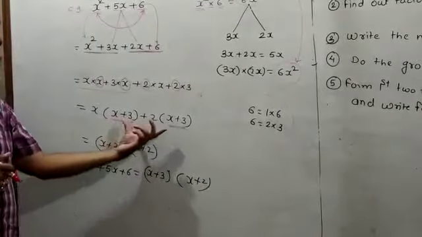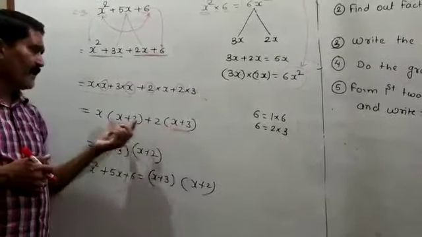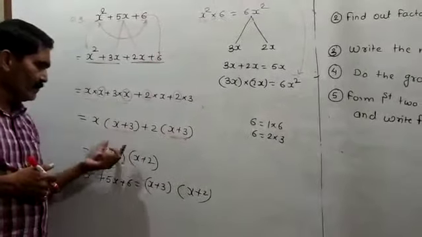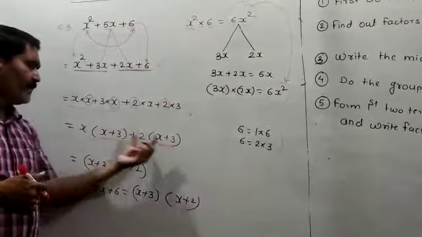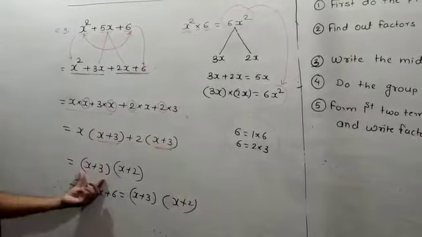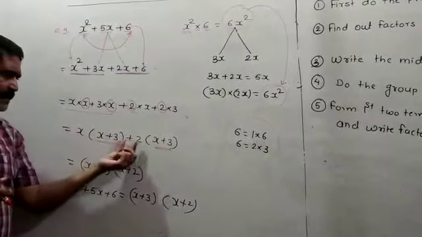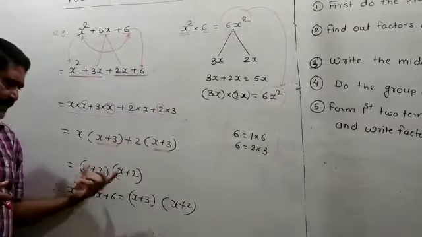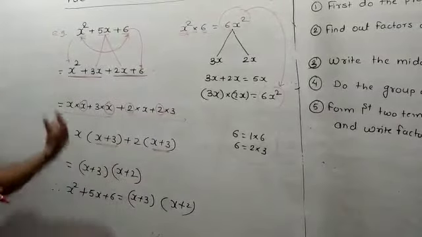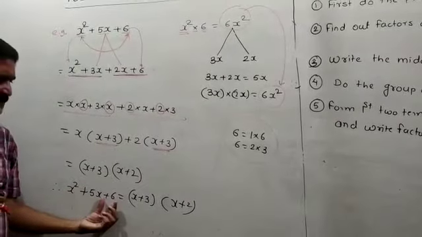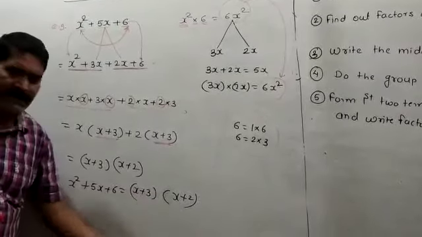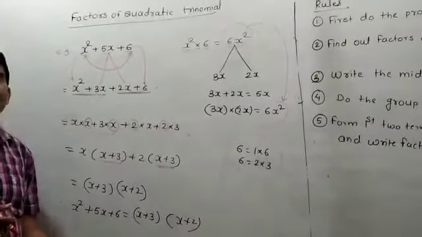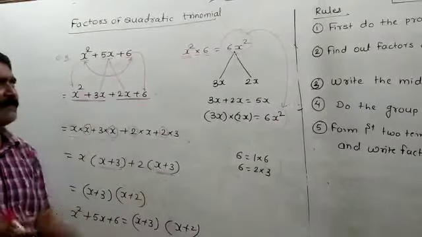After that you have to see that for this step both the brackets have to come same. So you have to take out this bracket common. At that time if x plus 3 will come common, what is remain? X plus 2 you have to write in another bracket. And from that you have to say that x square plus 5x plus 6 has the two factors, x plus 3 and x plus 2. In this way you have to factorize this quadratic trinomial.